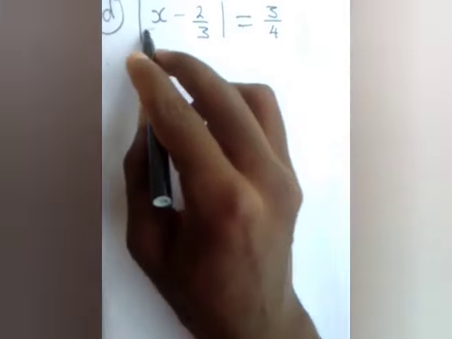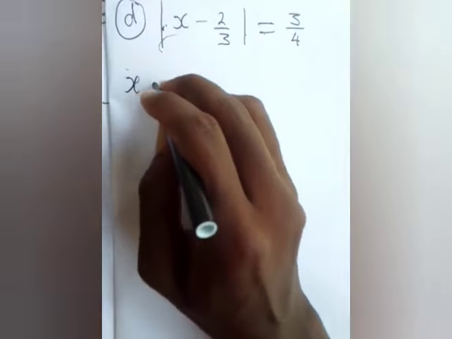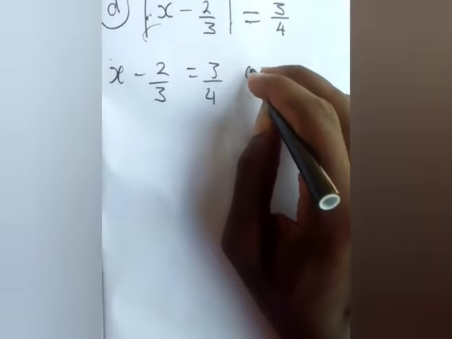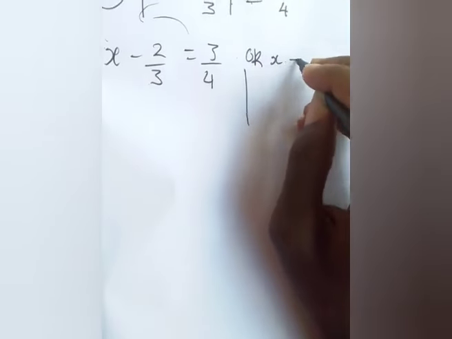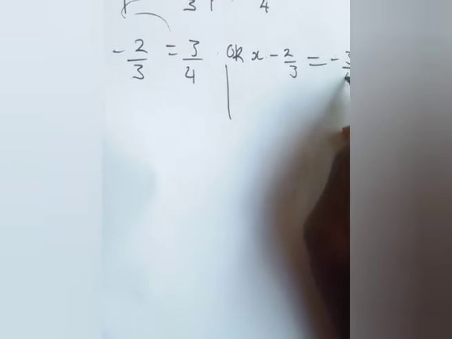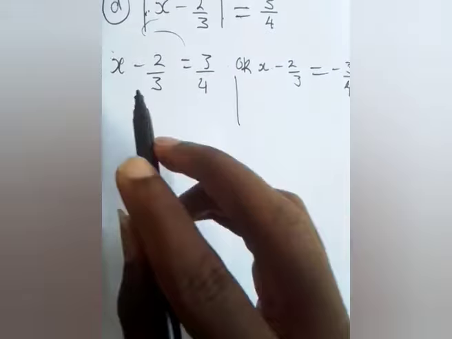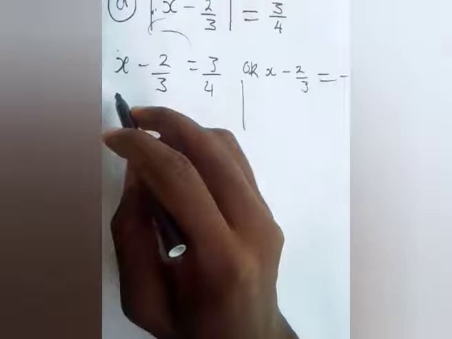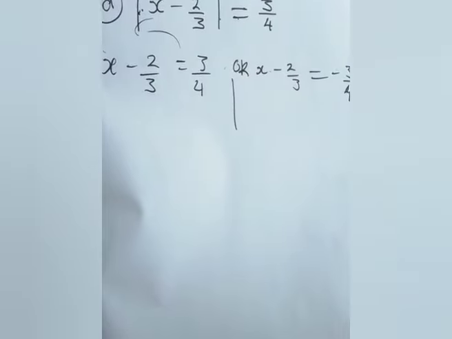So first, I'll write the exact equation. I'll just get rid of the modulus symbols. So we're going to have x minus 2 over 3 equal to 3 over 4. This will be our first equation. The other equation is going to be x minus 2 over 3 is equal to negative 3 over 4. Right? So, listen. The easiest way to solve this is, okay, use any approach that you want.